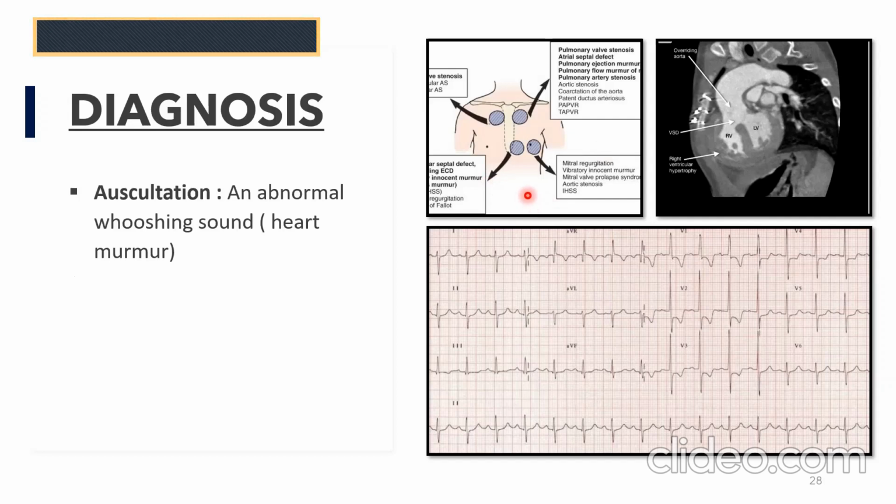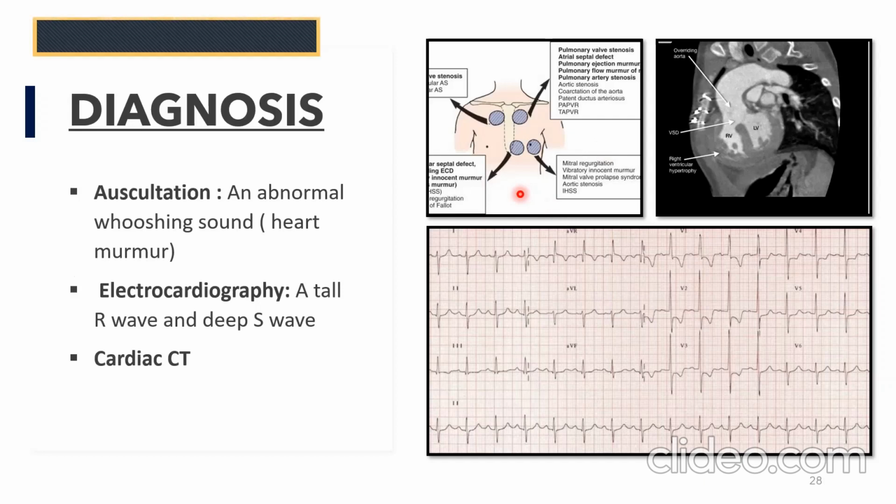At the left sternal border as well as at the upper right sternal border, systolic murmurs as well as diastolic murmurs can be heard, and we can diagnose tetralogy of Fallot. Next one is the ECG. As we can see here, there is a long R wave and a depressed ST segment, and it is due to the right ventricular hypertrophy. It can also be diagnosed as tetralogy of Fallot.